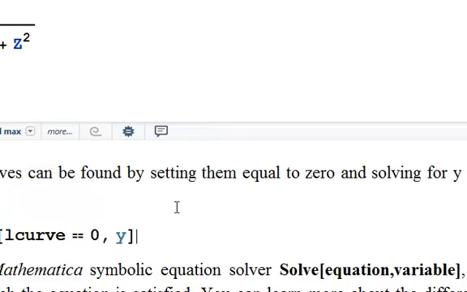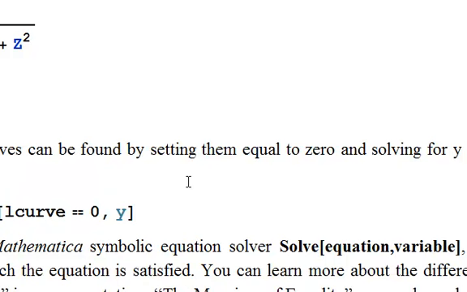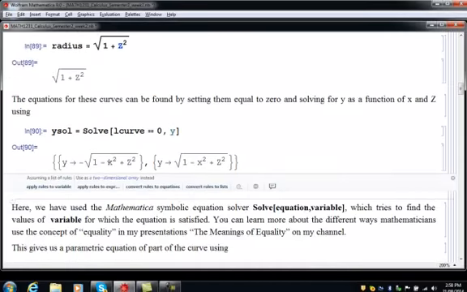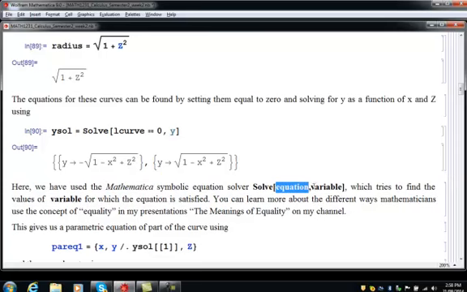So we set the level curve equal to 0 and solve for y. And we get these two solutions here. And what we've done here is we've used the mathematical symbolic equation solver called solve, which takes an equation and tries to find the value of a variable for which the equation is satisfied.